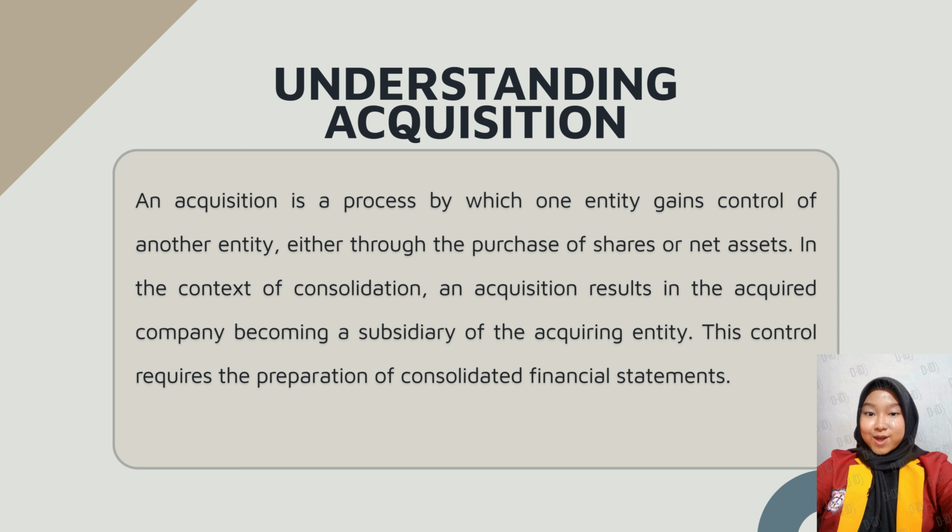Next, understanding acquisition. An acquisition occurs when one company obtains control over another, either by purchasing a majority of its voting shares or acquiring its net assets. When control is established, the acquiring company must consolidate the acquired entity's financial statements into its own. This process is a key element in forming corporate groups and allows the acquiring company to manage and report the results of its subsidiaries as part of its consolidated operations.